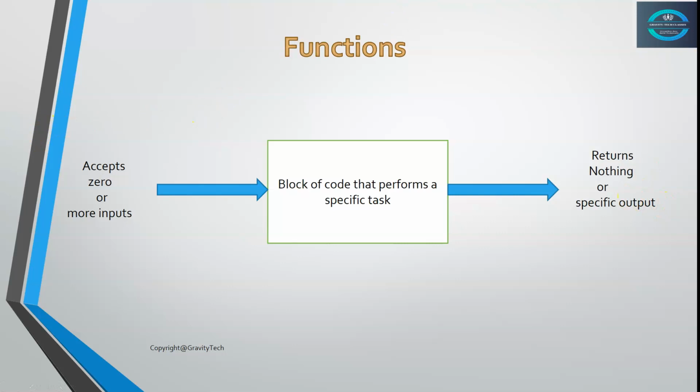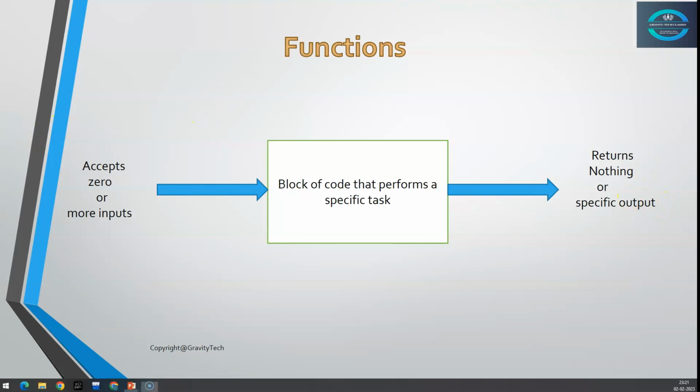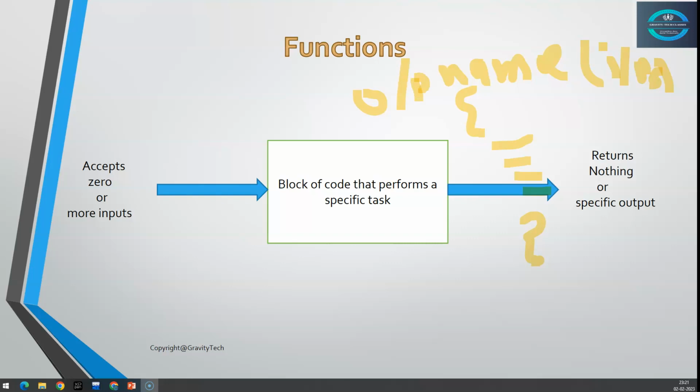So the function is always written like this. The function body is written within curly braces, and then it will have some name. The function will have some name, it will accept some inputs, and it will return some output. This is how a function looks.